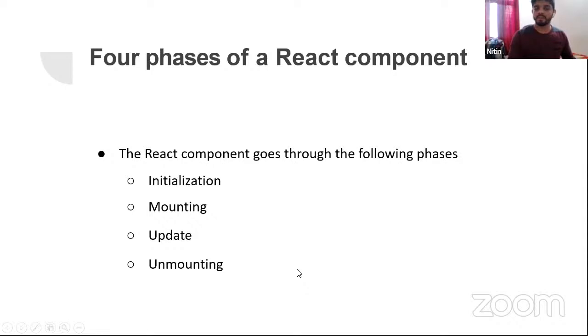There are four phases of a React component: an initialization phase, a mounting phase, an update phase, and an unmounting phase. The initialization phase is basically when your component is called, so its constructor is called. Whatever is in the constructor is called, if it's a class component. The mounting phase is when your component is going to be in view, displayed on the browser.